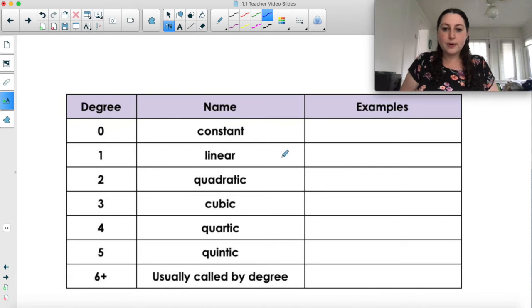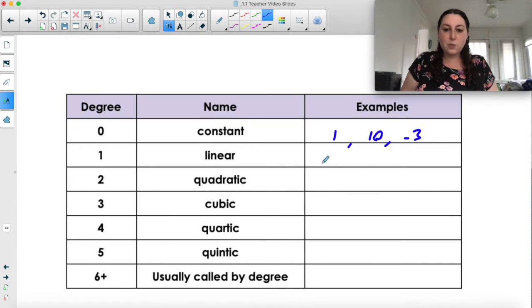If something has a degree 0, remember that means the x is raised to the 0 power, which is the same thing as saying 1. So you won't see the x anymore. So that is a constant. Any regular number, 10, -3, those are all constants.